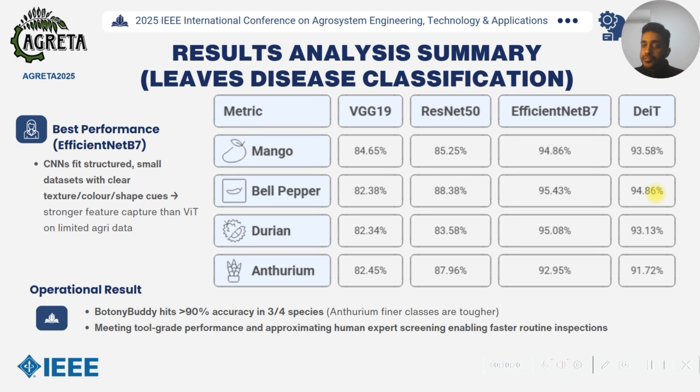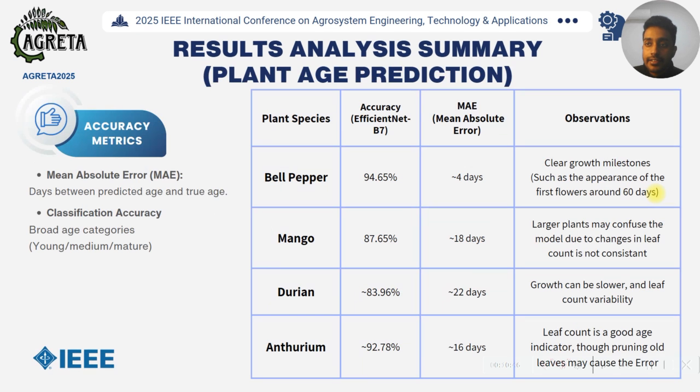So for the best performance in disease classification, EfficientNet B7 provided more than 92 to 95% accuracy for each plant, which is high accuracy. And for the operational result, BotonyBuddy hits more than 90% accuracy on 3 out of 3 plants, and it is a promising result that we identified.